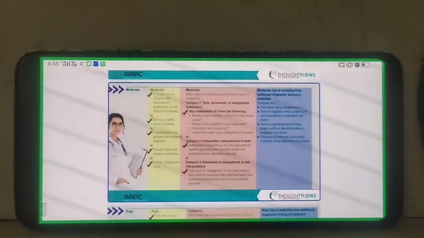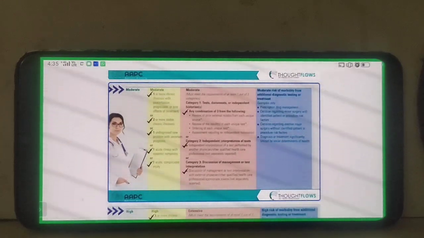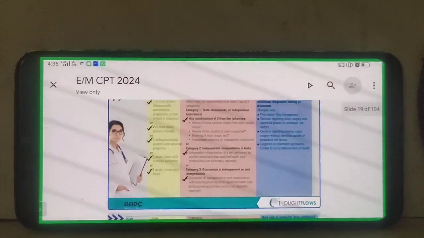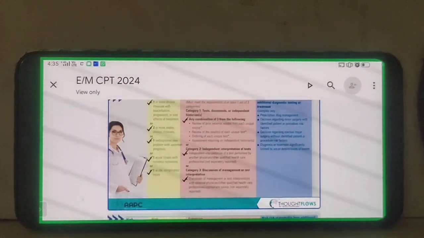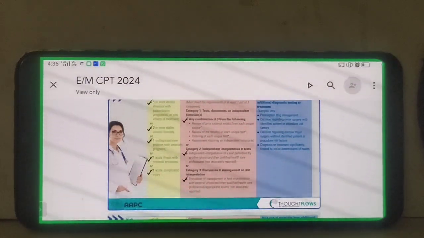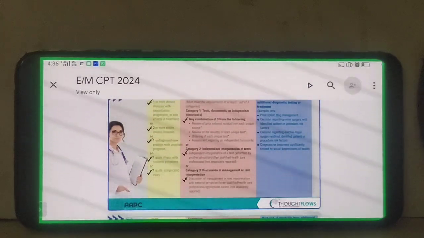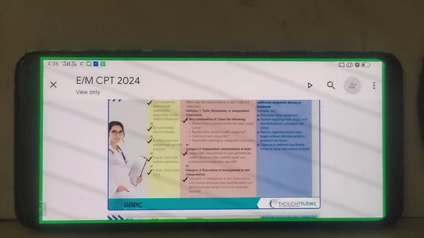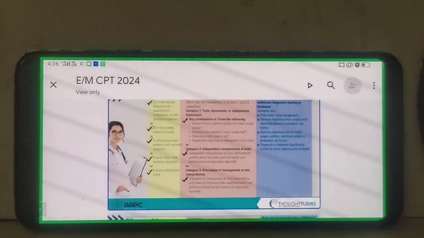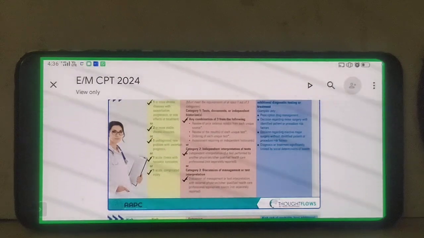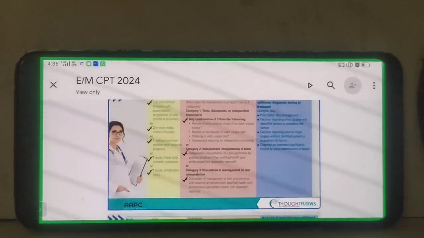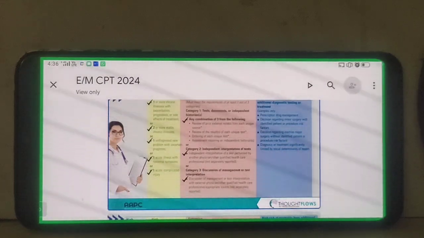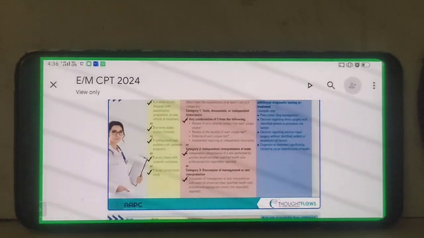One column satisfied in moderate, another column satisfied in high, which level would you report? Moderate. Comparing these 2, which one is the lowest one? Moderate. Did you understand? Yes, ma'am. Did you understand, sir?